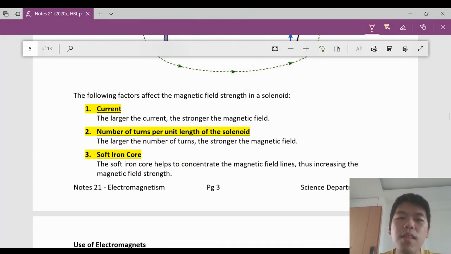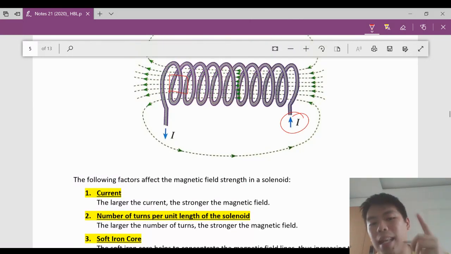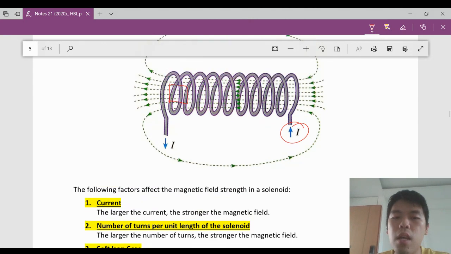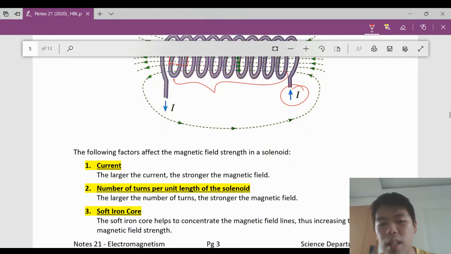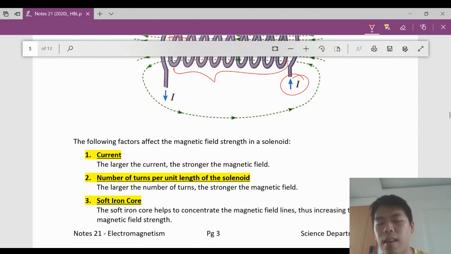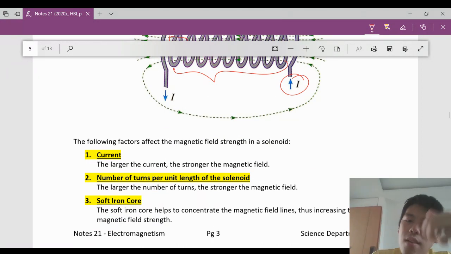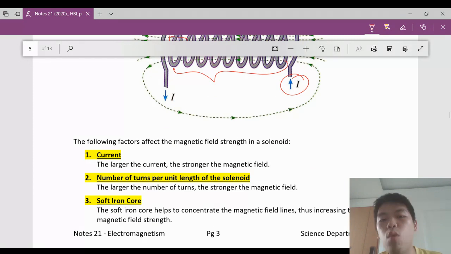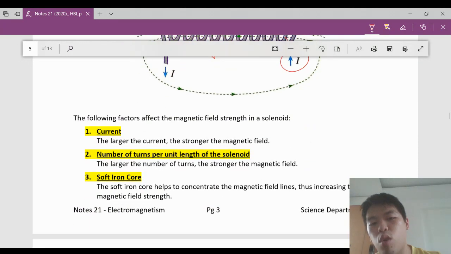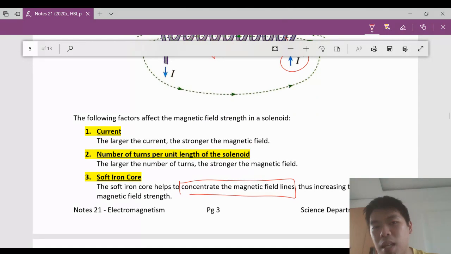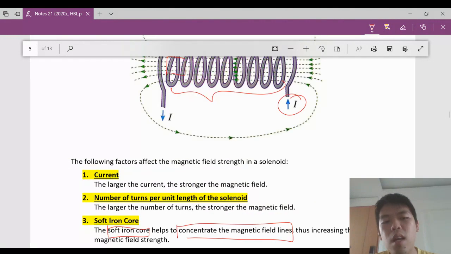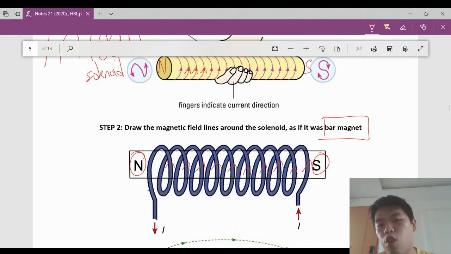There are three factors that affect the magnetic field strength of a solenoid. Number one, the current. If you run a larger current, the magnetic field strength will be bigger. Number two, if you increase the number of turns per unit length, that means each length itself has more coils, your magnetic field will be much stronger also. Last but not least, you want to concentrate all the magnetic field lines in the middle. One way to do it is to put in a soft iron core, because the soft iron core is easily magnetized. You can draw all the magnetic field lines towards it and increase the magnetic field strength. So these are a few ways to increase the magnetic field strength.